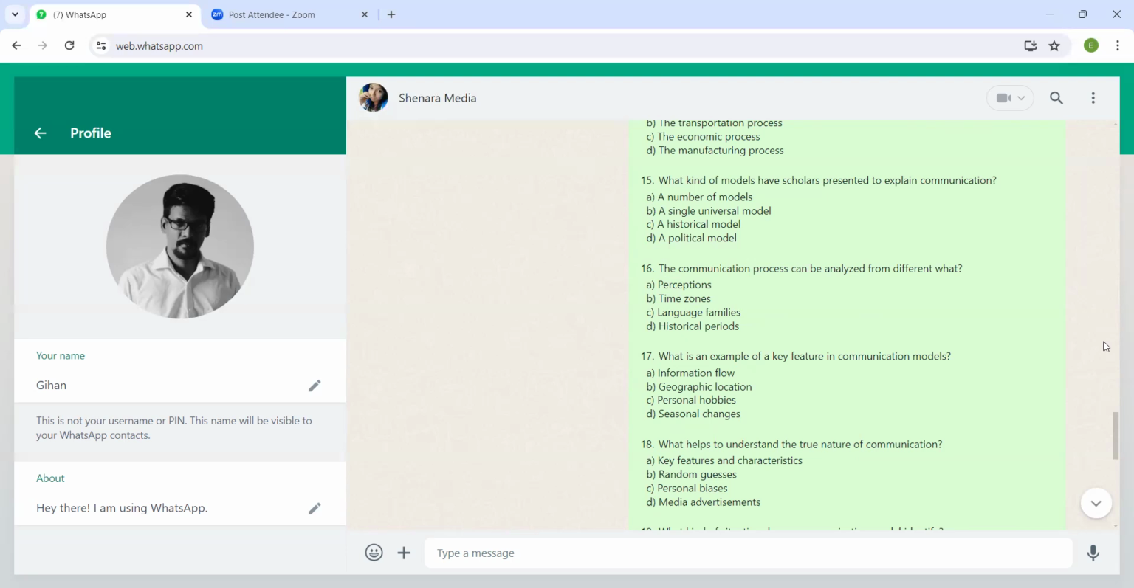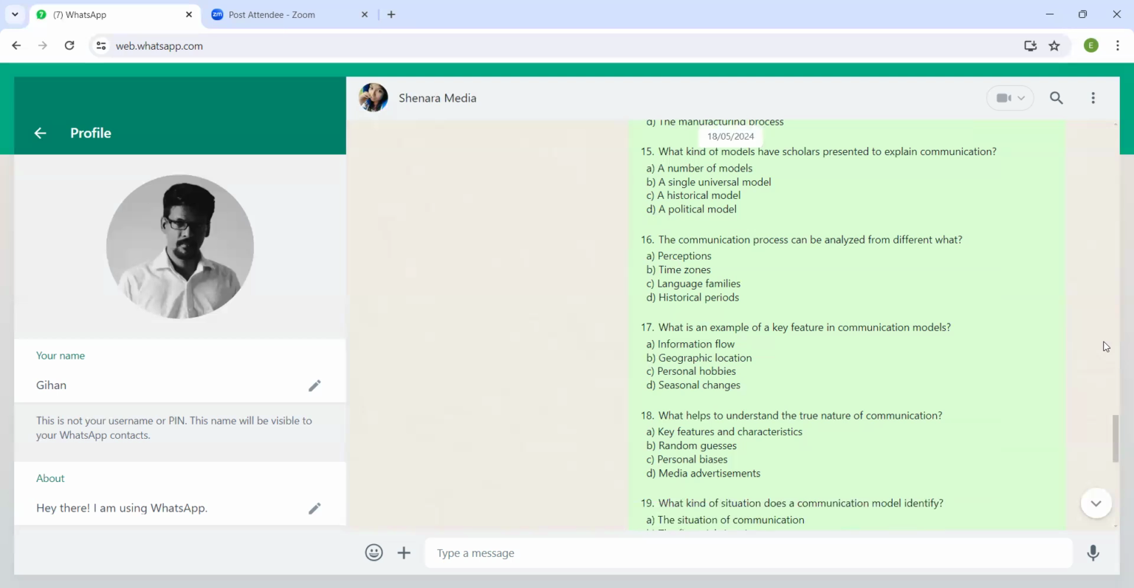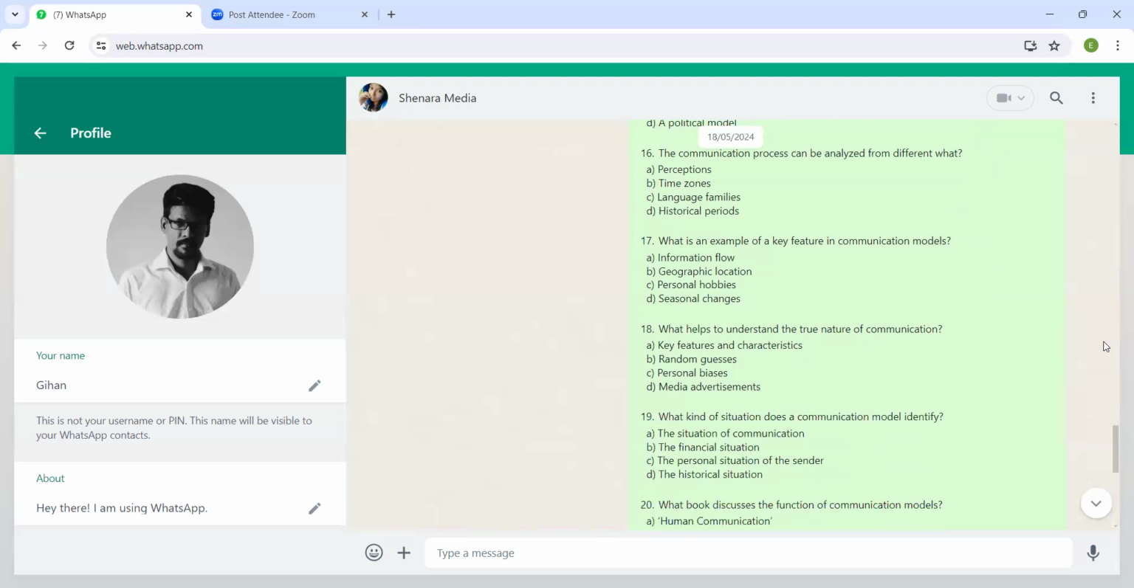What is an example of a key feature in that thing we discussed? Number 18. What helps to understand the true nature of communication? Not random guesses, not personal biases. What's the meaning of personal bias? Can you explain? Personal preferences. Yes.